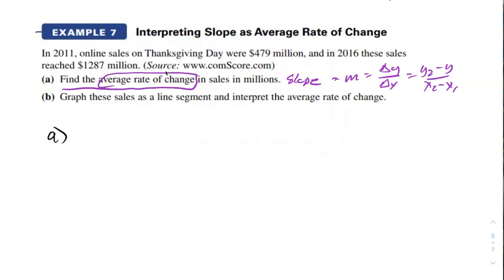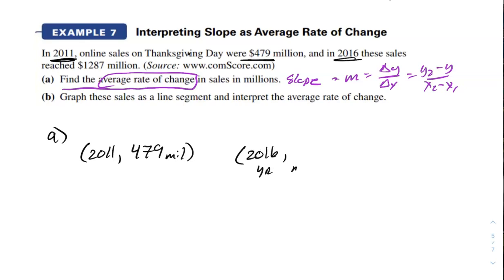So we need two points, x1, y1 and x2, y2. Well, they give us information. 2011 goes with 479 million, and we have the point in 2016. Where x is years and y is millions, we have 1287. So there are my points, where x is years and y is the amount of money we make, or the sales on Thanksgiving.